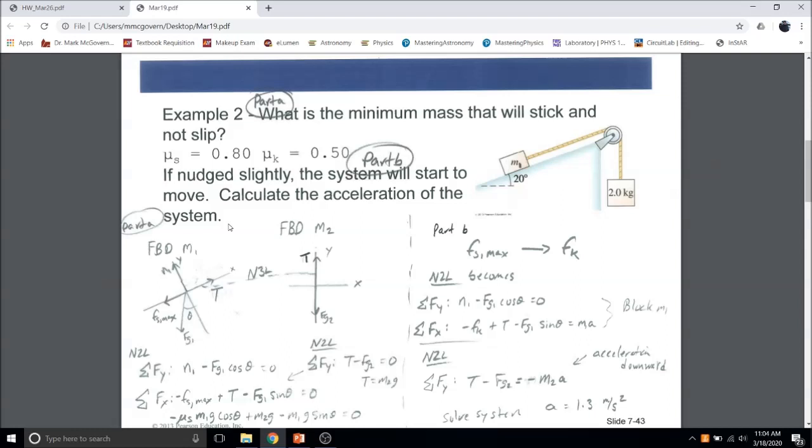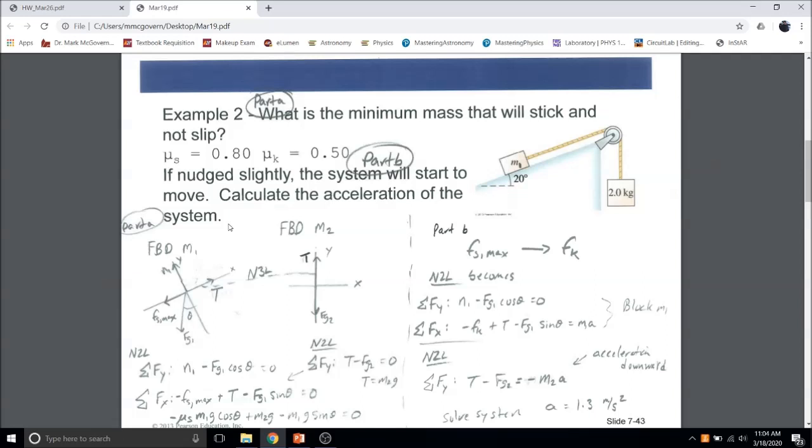And as you start to up the mass, the value for the max static friction is going to start to go up too. And then at some point, the 2 kilogram block can't move it, and so it's going to be stationary there. But then what happens if we keep going, right? We're going to keep going, keep going, keep going.